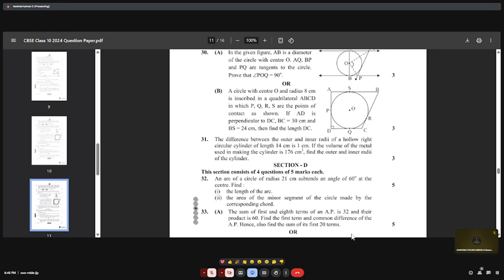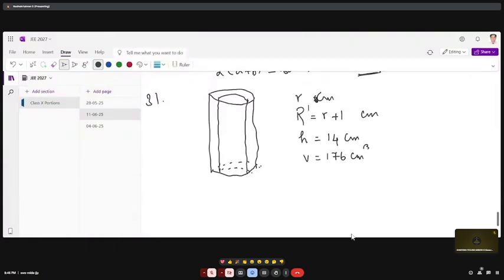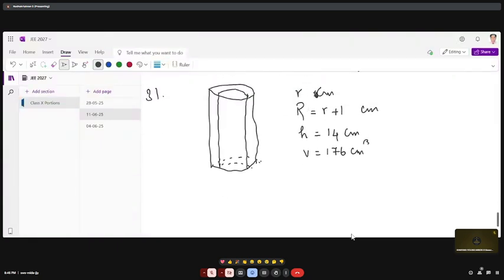Okay, so I have drawn this in this tab now. There is a bigger cylinder whose radius is capital R, and a smaller cylinder whose radius is small r. It is given that capital R is small r plus 1. The height of the cylinder is 14 centimeters, and the cylinder is a hollow cylinder. That hollow cylinder's volume is 176 centimeter cube. Now you have to find out r.